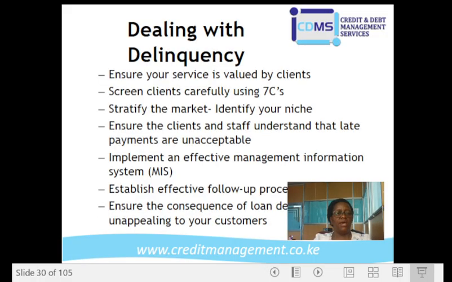That one, ensure your service is valued by your clients. Make sure that the service you're offering is valued. Customers want to remain with you. You should screen your customer carefully using the 7 C's. The 7 C's of credit, we've talked about them in the other modules. And this one, we are talking about character. We are talking about capacity, collateral, condition. The other ones we talk about are cash, controls in the business. Make sure all of them are well taken care of when you are doing that.